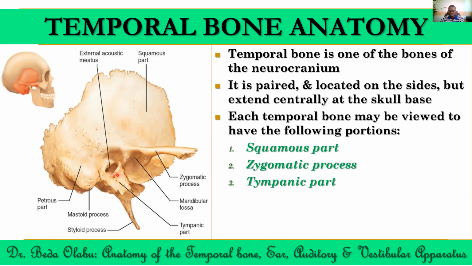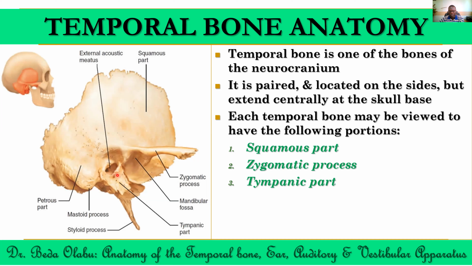And lastly, we have the petrous part. It's hard to see the petrous part from this view, but from another view, you can be able to see the petrous part. So this is the petrous part, and this is the mastoid part. Again, you notice that the petrous and the mastoid are actually morphologically one entity as well.